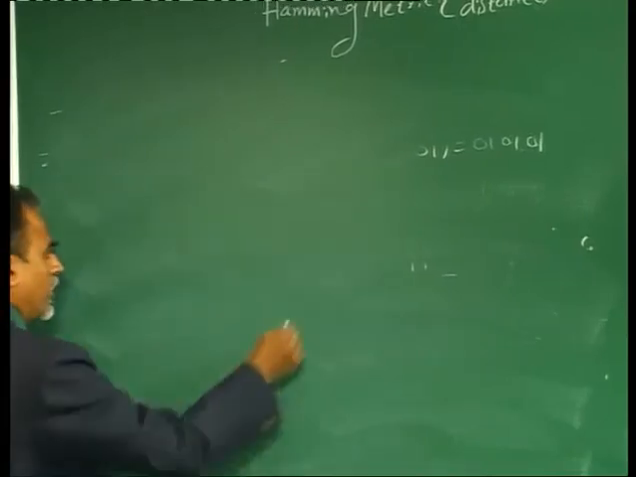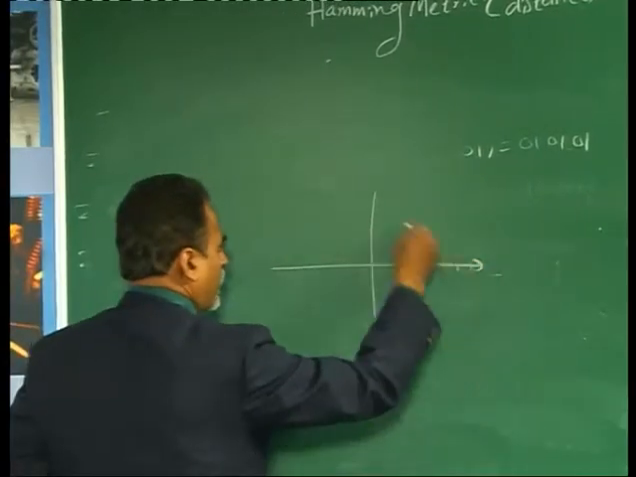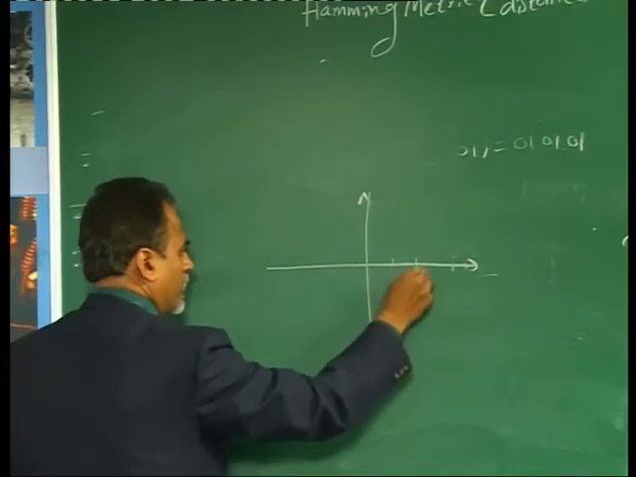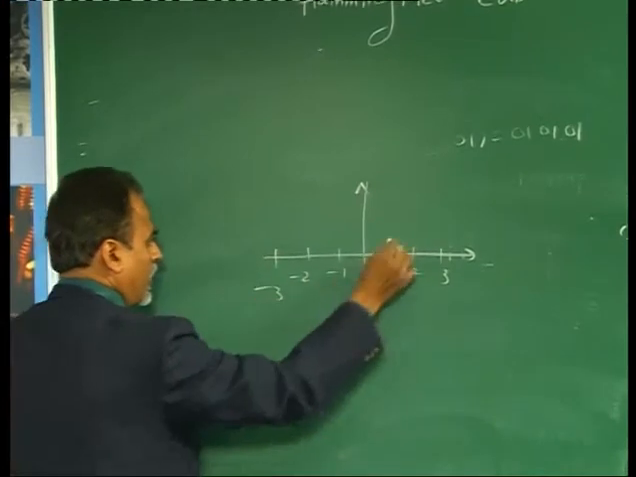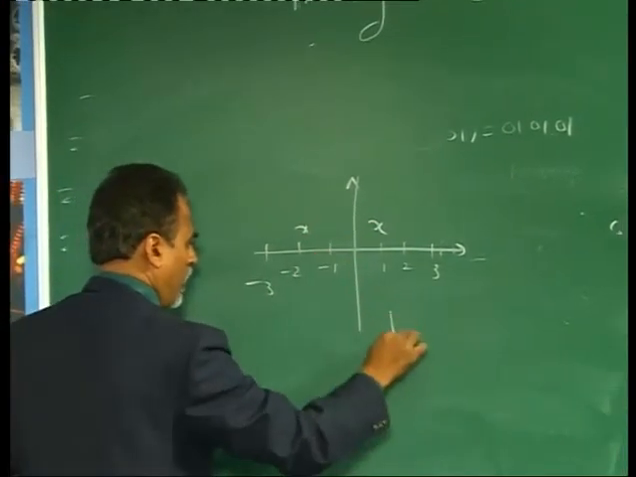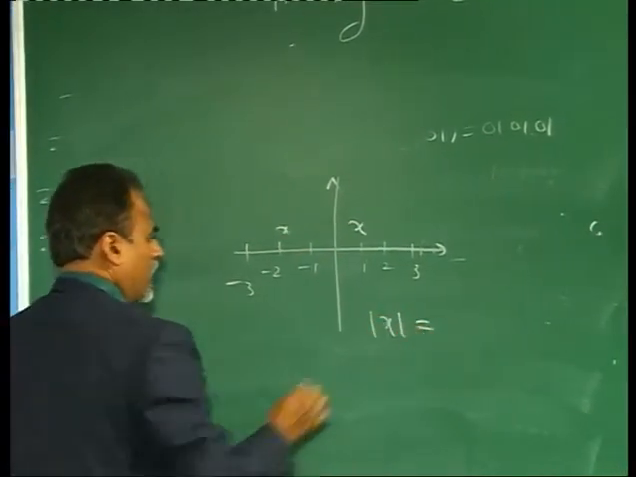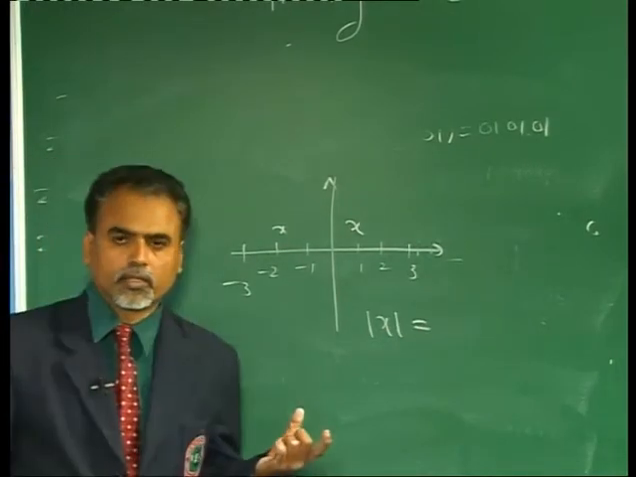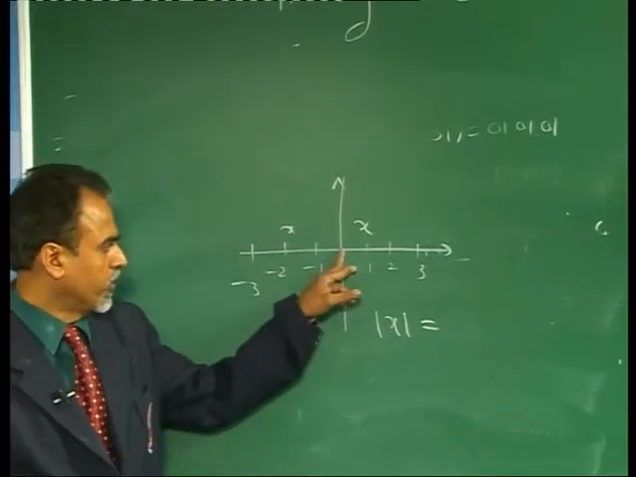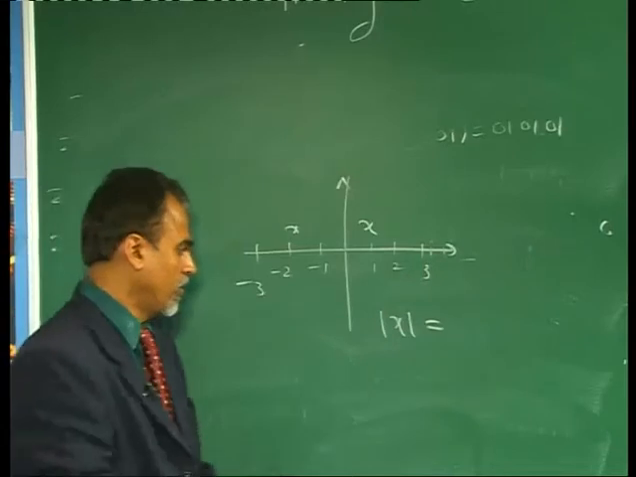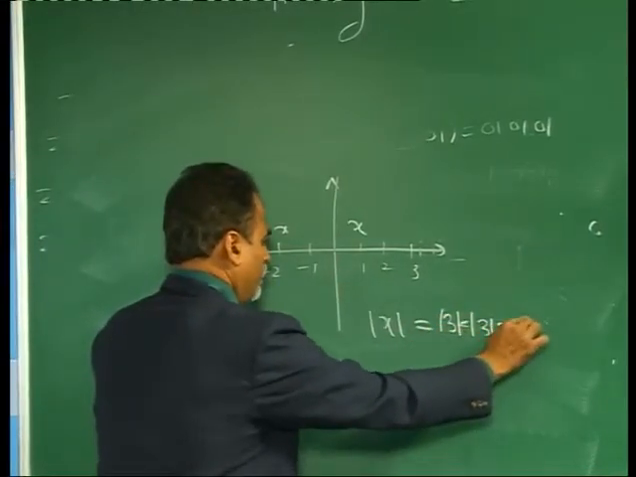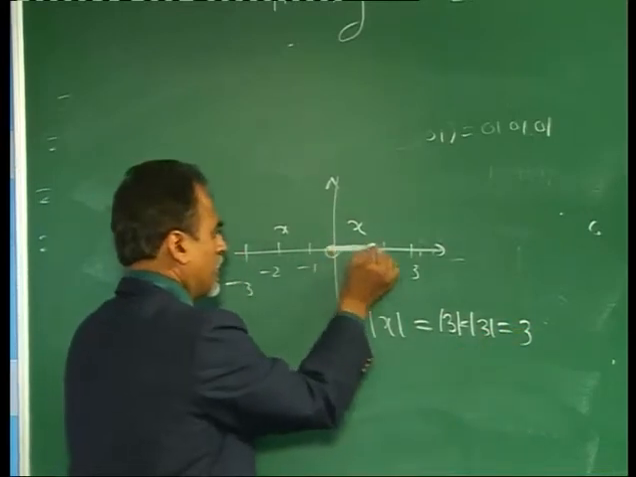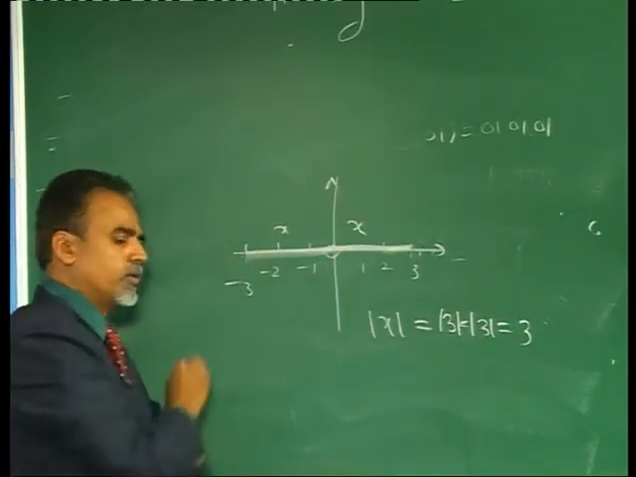Just like in number theory, suppose I take numbers 1, 2, 3, minus 1, minus 2, minus 3. For any x here, what does mod x mean? It is a length, the distance from 0. Mod of 3 is plus 3, mod of minus 3 is also plus 3. So it is a distance from 0. What is the distance here? 3. What is the distance here? 3.